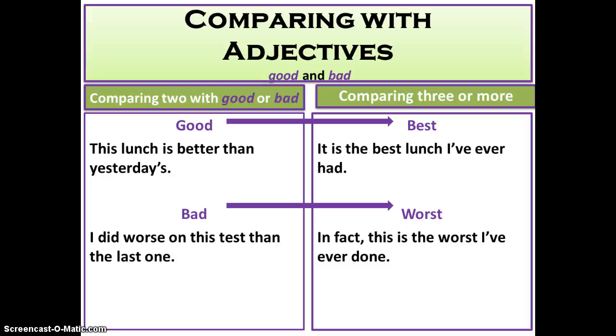Let's look at the second example. I did worse on this test than the last one. In fact, this is the worst I've ever done. This first example, I use the adjective worse because I'm comparing 2 things. And the second sentence, I use the adjective worst because I'm comparing 3 or more things.